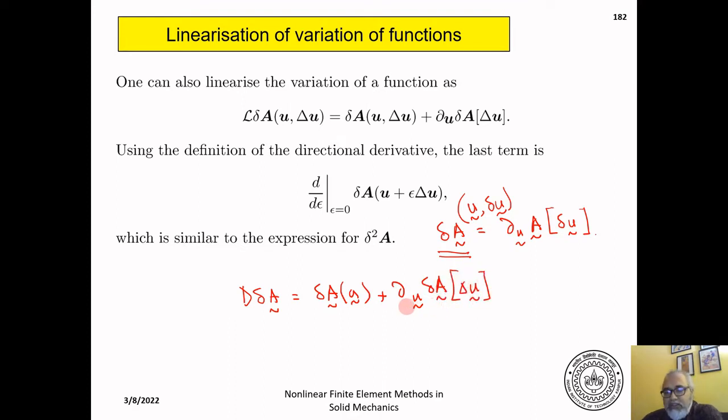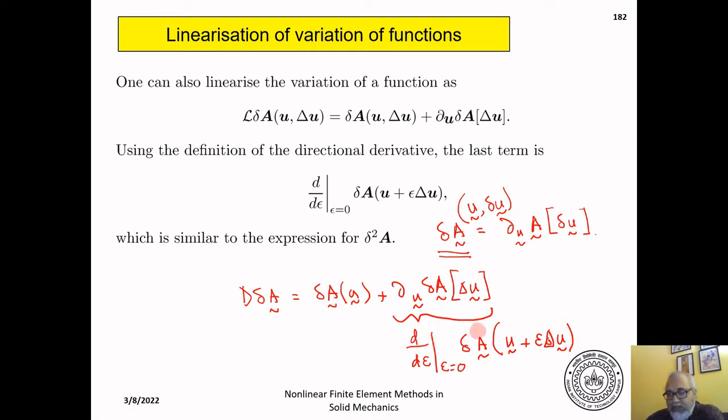So this is the quantity that we will have to define, and if you look at it carefully, you will see that this has to be evaluated using the classical definition of the directional derivative, d/dε of δA at u plus ε Δu. This is according to our definition.